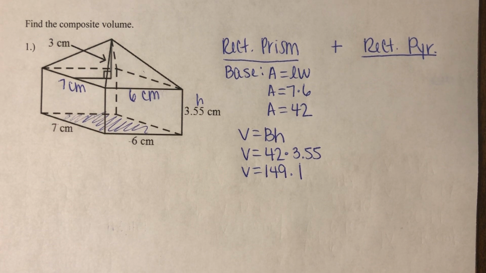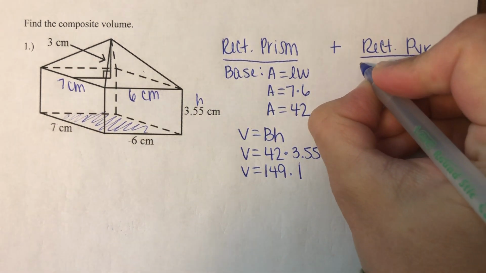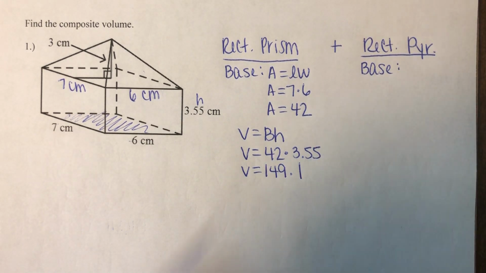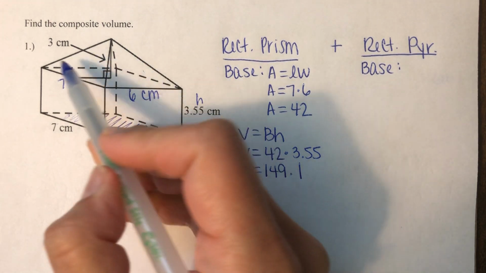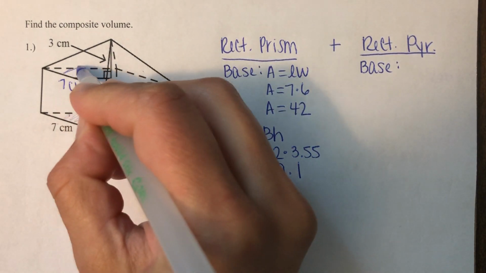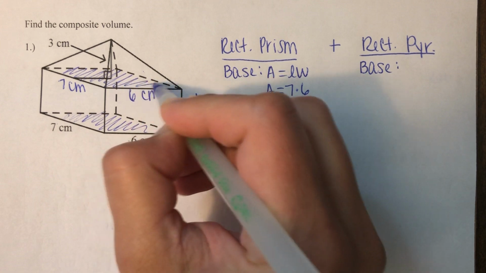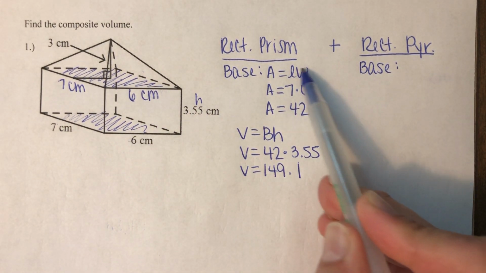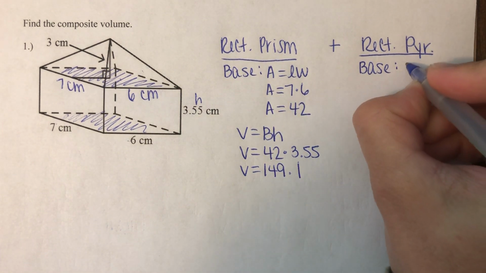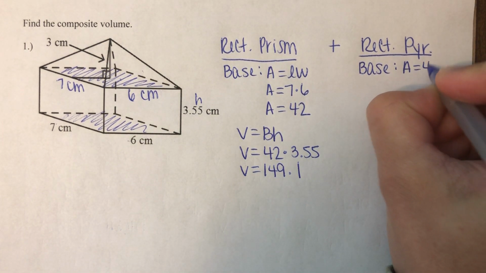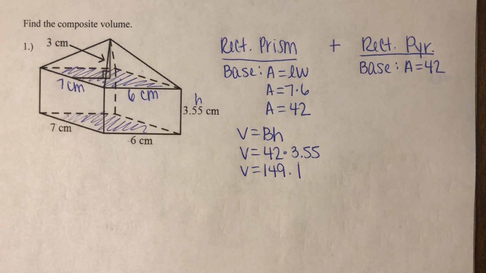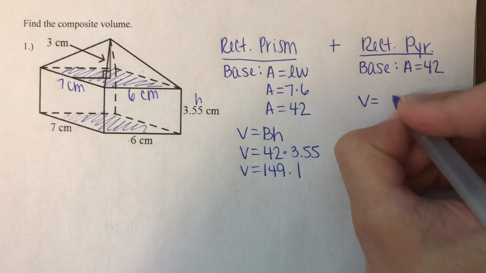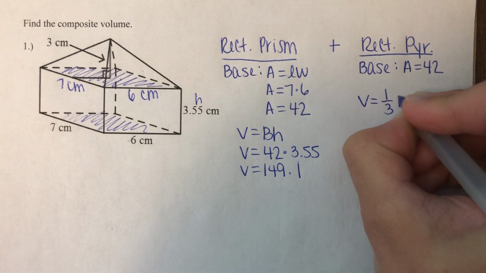Onto our pyramid. We still need that base. Okay, so if I look at my pyramid, the base is here. Well, isn't that the exact same as the base down here? You could do all this work again, or you could just say, oh, I know it's 42 again. I have the exact same rectangle. This time though, when I compute the volume, because it's a pyramid, I need that 1/3.